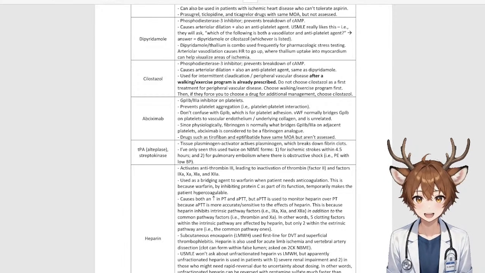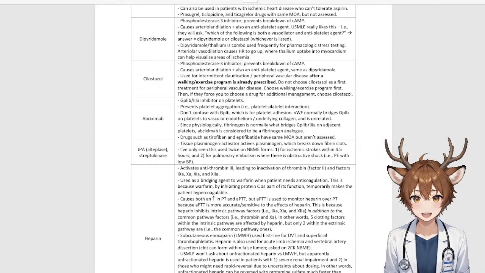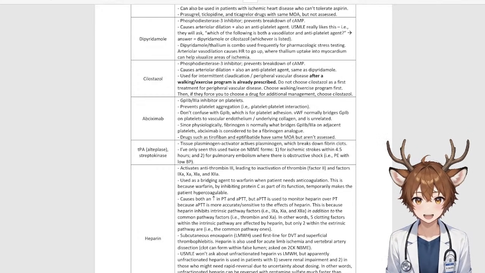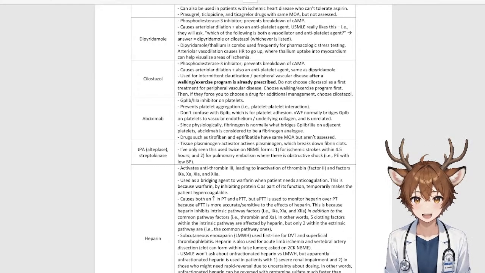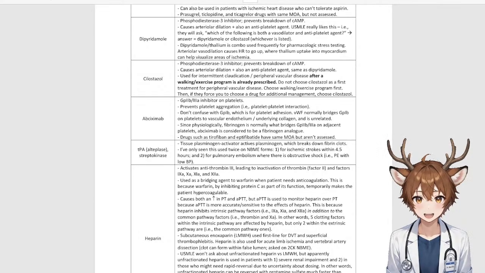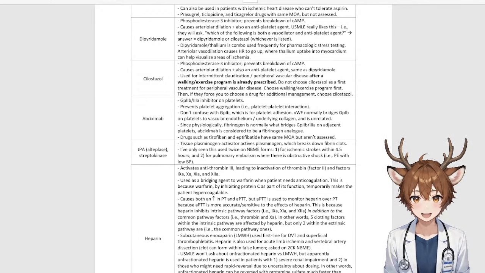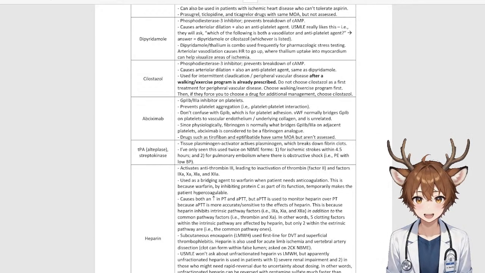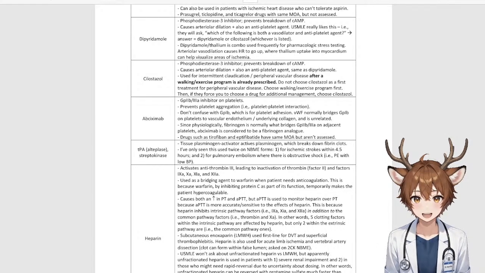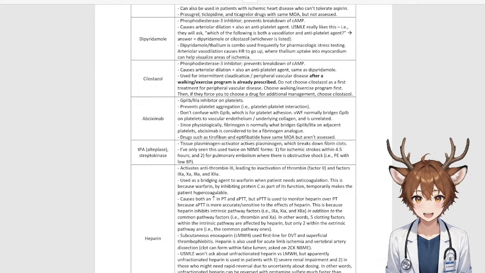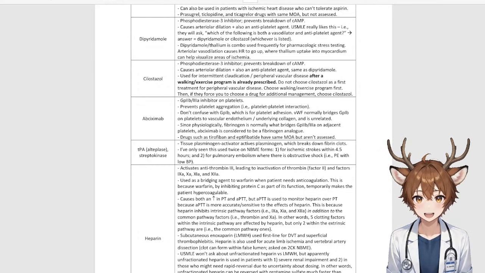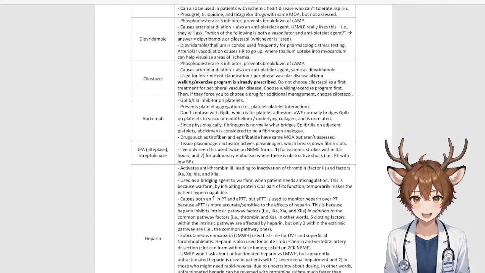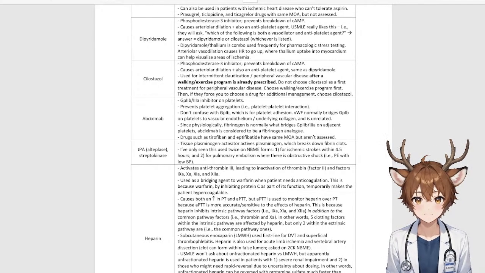Dipyridamole is a phosphodiesterase 3 inhibitor that prevents breakdown of cyclic AMP, causes arteriolar dilation, and is also an antiplatelet agent. USMLE really likes this. That is to say, they will ask which of the following is both a vasodilator and an antiplatelet agent? Answer, dipyridamole or cilostazol, whichever is listed. Dipyridamole/thallium is a combination used frequently for pharmacologic stress testing. Arteriolar vasodilation causes heart rate to go up, and the thallium uptake into the myocardium can help visualize areas of ischemia.